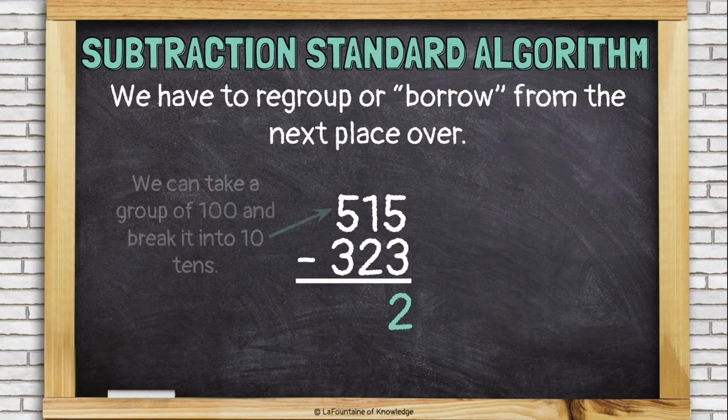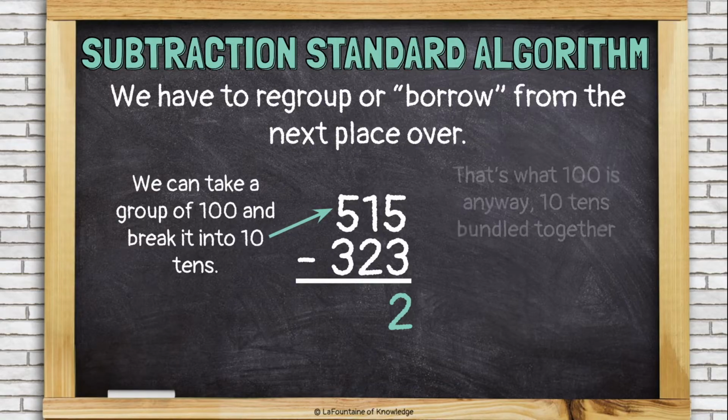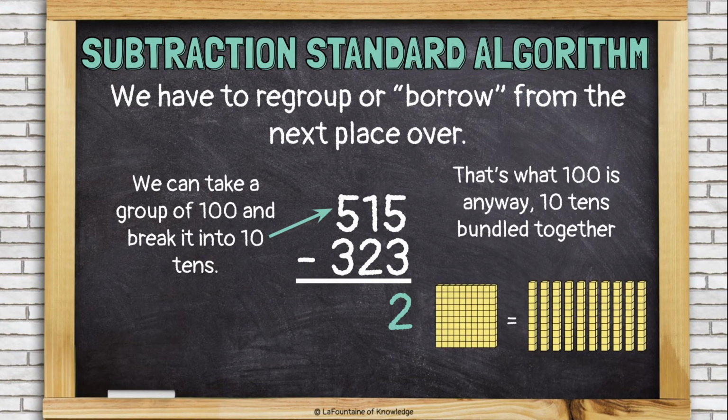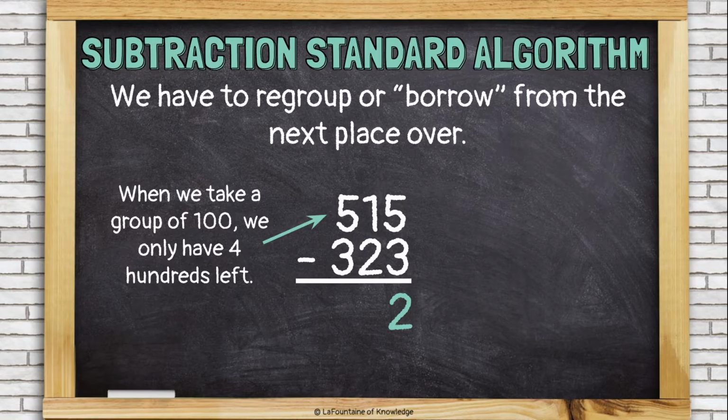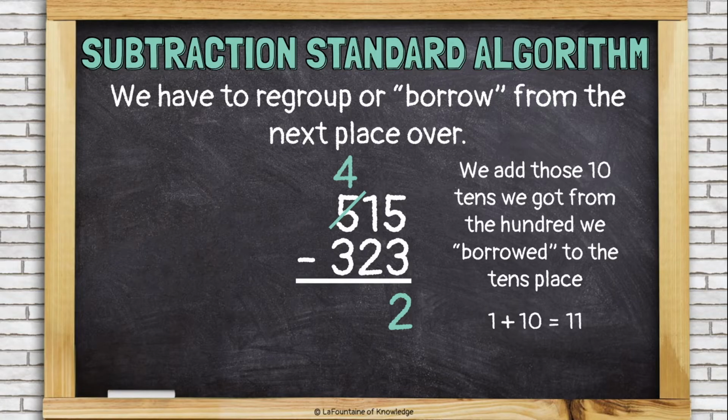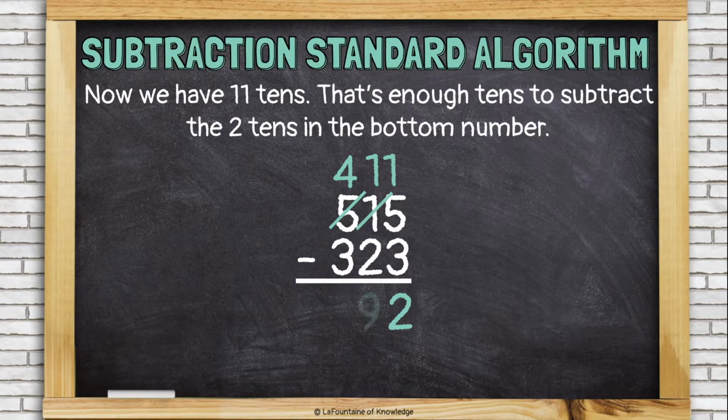To do this, I can take a group of 100 away and break it into 10 tens. That's what 100 is anyway, 10 tens bundled together like this. So if I had 5 hundreds and I take one of them away, now I only have 4 hundreds left. And I will break that 100 I took into 10 tens and add it to the 1 ten I already had. So I had 1 ten and I just got 10 more tens. Now I have 11 tens and now I can subtract. 11 minus 2 is 9 and 4 minus 3 is 1.